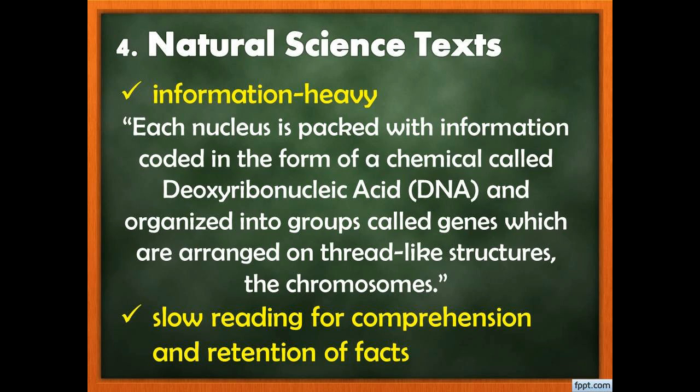Another characteristic of science texts is that they contain a lot of information. For example, the sentence, each nucleus is packed with information coded in the form of a chemical called deoxyribonucleic acid or DNA and organized into groups called genes which are arranged on thread-like structures, the chromosomes. With this dense sentence, you have to read the statement slowly for comprehension and retention of facts.